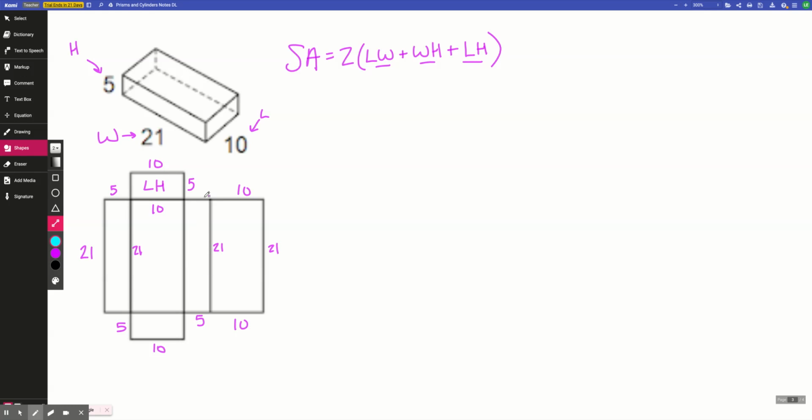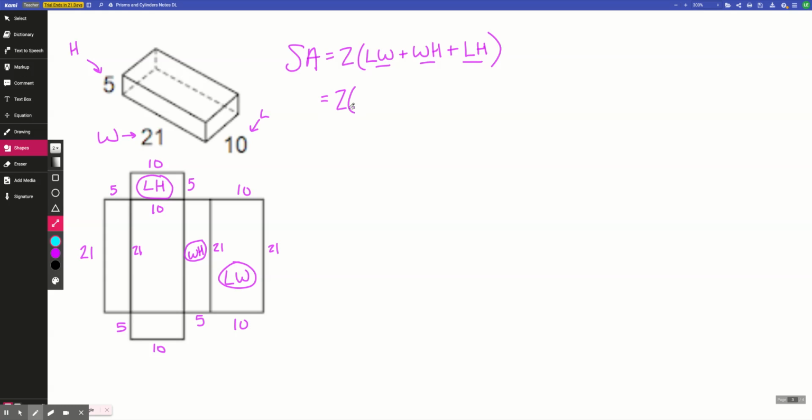This skinnier rectangle is 5 times 21. So that's width and height. So that's this second one right here. And then length times height, or length times width, sorry, is these bigger rectangles, right? So those are your 3 different rectangle types. 1, 2, 3, right? So just as a reminder, that's where this surface area formula comes from. Okay, but if you know all the information, you just have to plug stuff in and simplify.